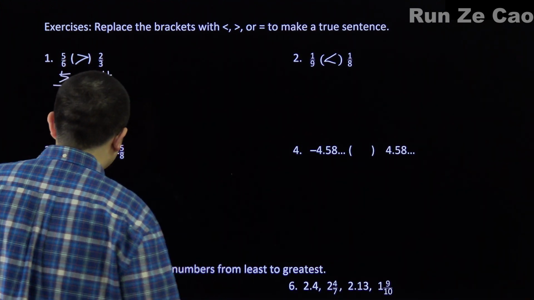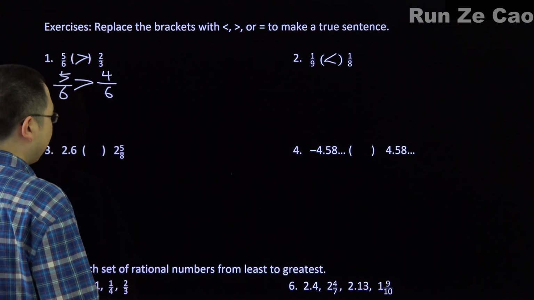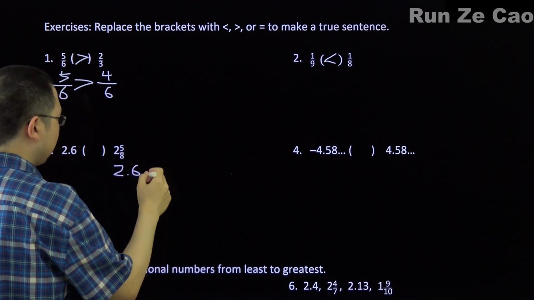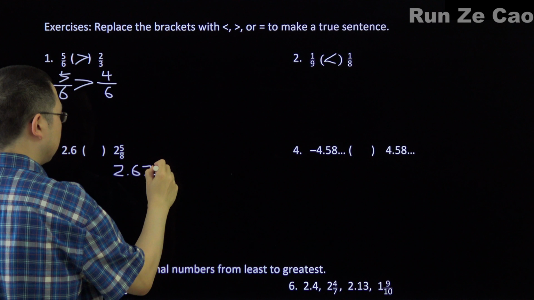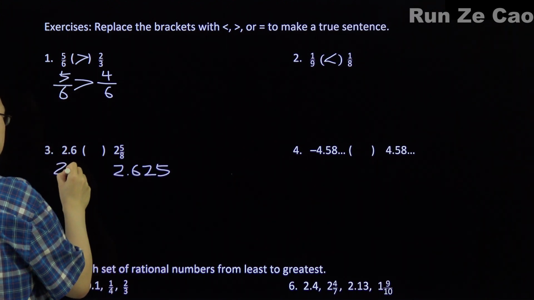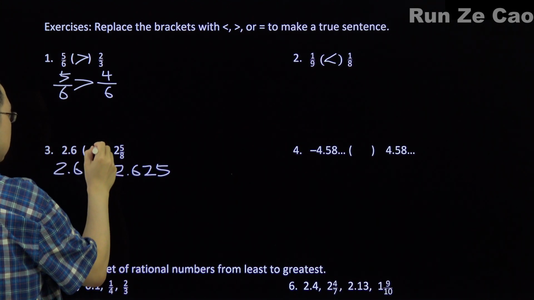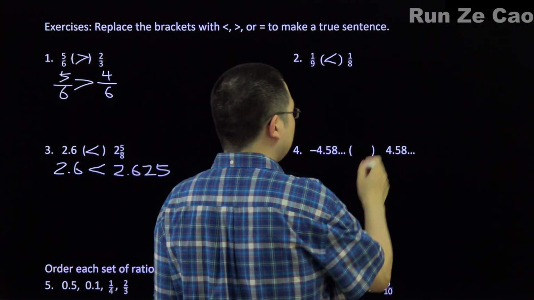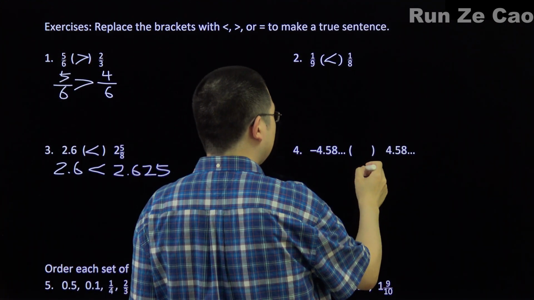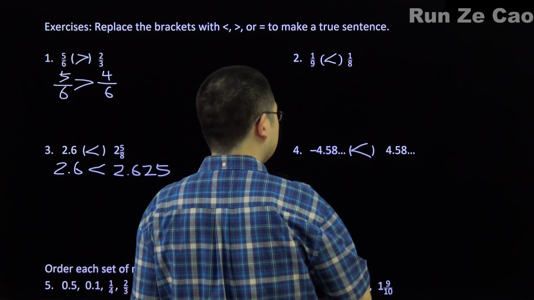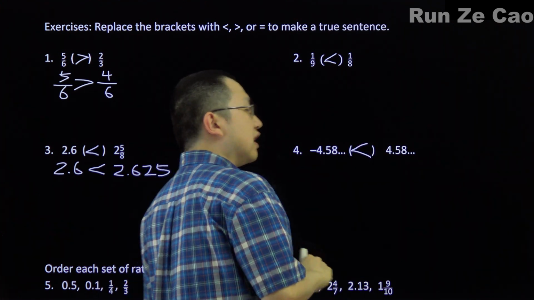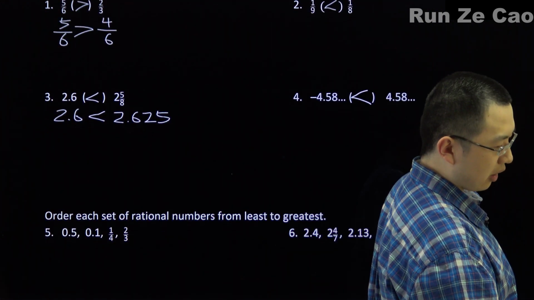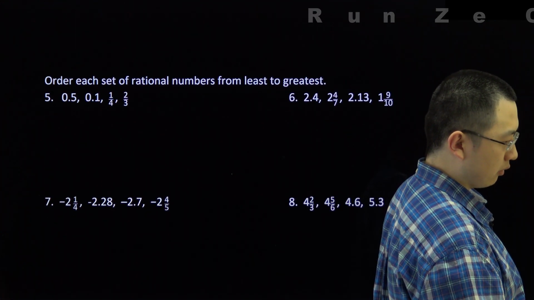Okay, 2.6 and 2 5/8. Well, 5/8 is 0.625. So compared to 2.6, yeah, that's bigger. So like this. Negative 4.58 and 4.58. Well, 4.58 is bigger than negative 4.58. All positive numbers are bigger than all negative numbers.